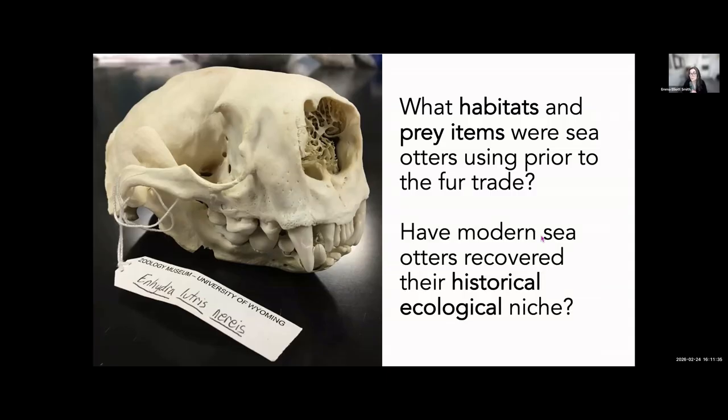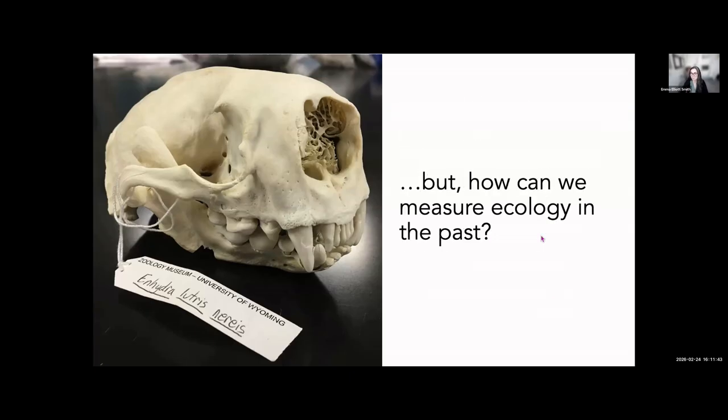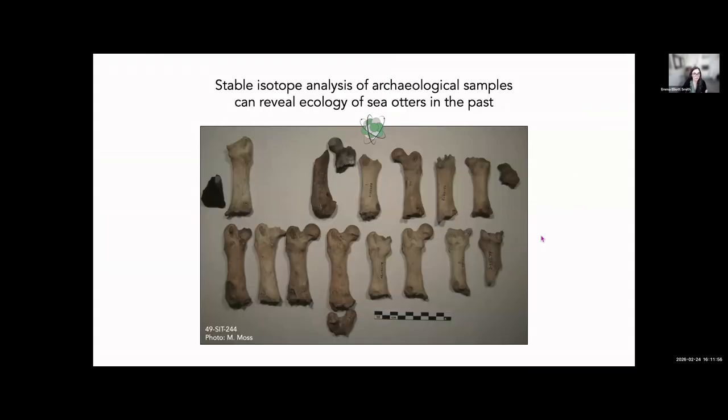And once we have these critical baseline data, we can start to evaluate whether sea otters have actually recovered into their historical ecological niche. So this sounds great, but now we have to address how on earth we can actually do this. How can we know what an animal was eating 500 or 2,000 years ago? And as I've already alluded to, this is possible through isotopic analysis of well-preserved archaeological specimens.